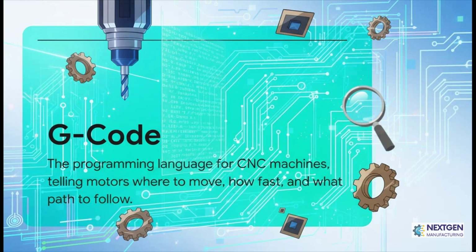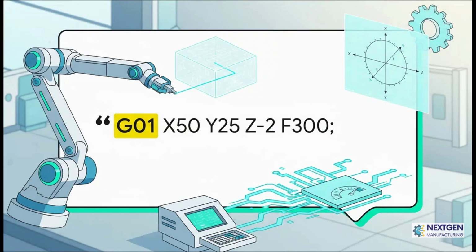Every single line of G-code tells the machine's motors exactly where to move, how fast to go, and the precise path it needs to follow. Now, I know a line of G-code like this can look kind of intimidating, like something out of the Matrix, but I promise it's really not. This line right here, it's just a simple command.